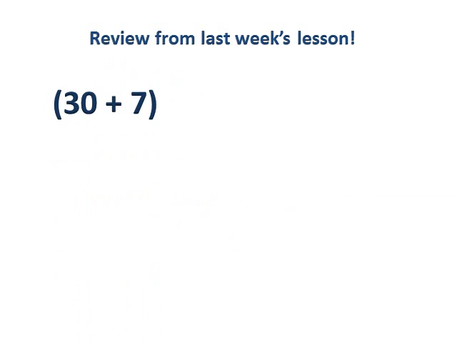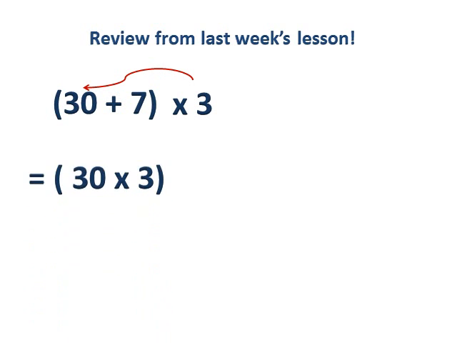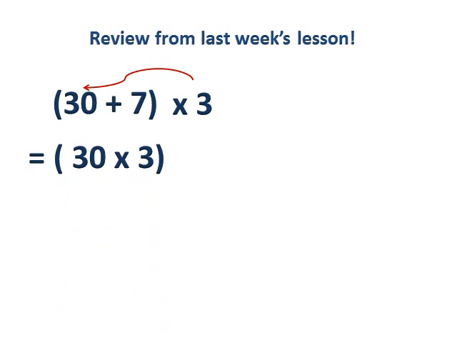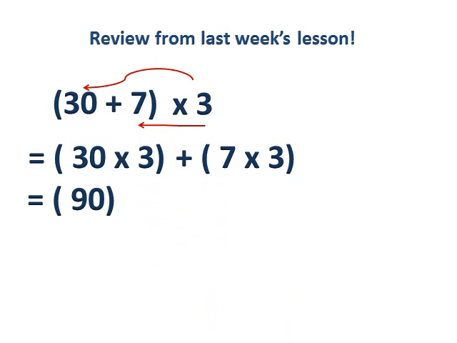Okay, so we have 30 plus 7, times 3. We distribute that, so you have 30 times 3. And in between 30 plus 7 you have a plus sign, so you put plus here, plus 7 times 3. So let's solve inside the parentheses. We have 90 plus 21.